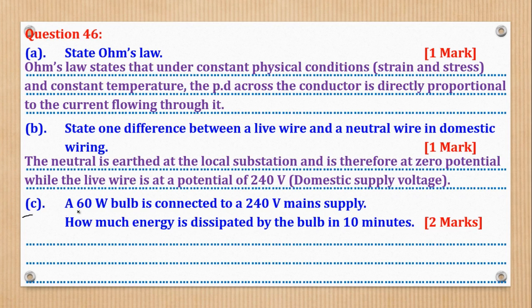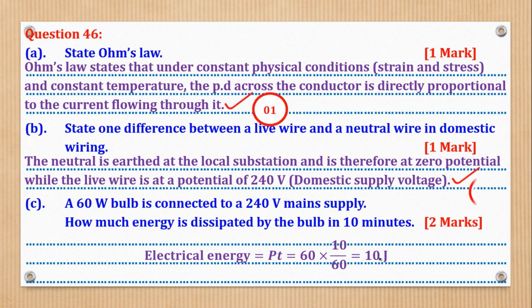Then part C, a 60-watt bulb is connected to a 240-volt main supply. How much energy is dissipated by the bulb in 10 minutes? We know that electrical energy is power times time. So power times time in seconds to give you the energy in joules. And that's what they wanted. So that's how marks would be awarded.